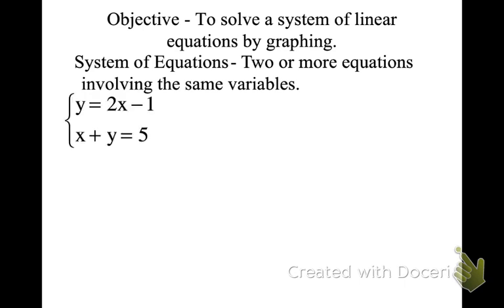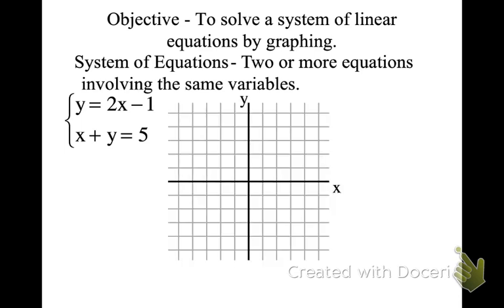First, we're given two equations. Let's separate the equations. In the first equation, the easiest way to graph is with slope-intercept form. So we take the first equation and identify our slope and our y-intercept. Our m equals 2 and our b is negative 1.